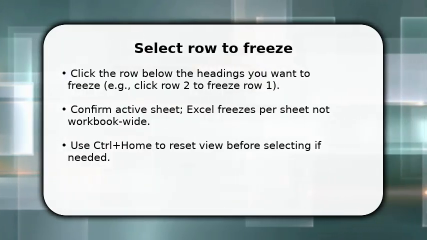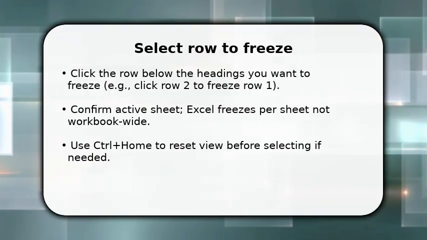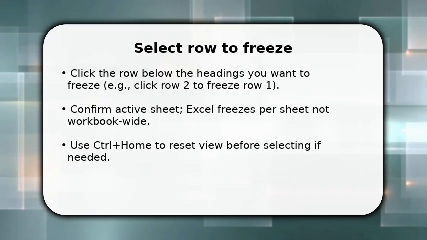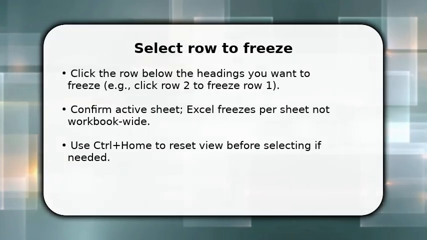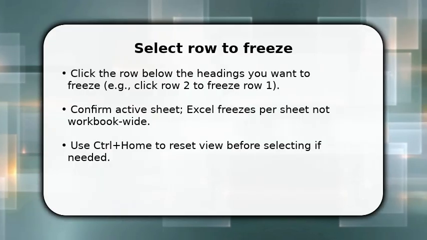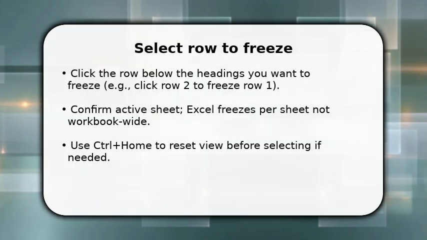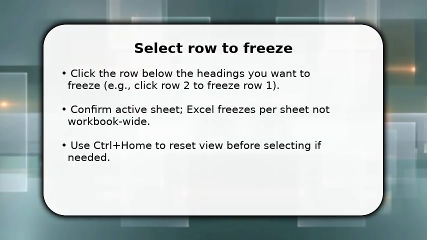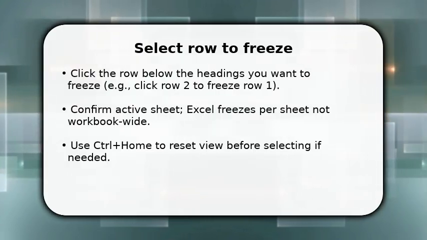Once done, make sure you're on the correct worksheet. Freezing applies per sheet, not workbook-wide, so pick the sheet where you want persistent headings. If your view is scrolled, press Ctrl plus Home to return to the top, then reselect the correct row to avoid freezing the wrong area.